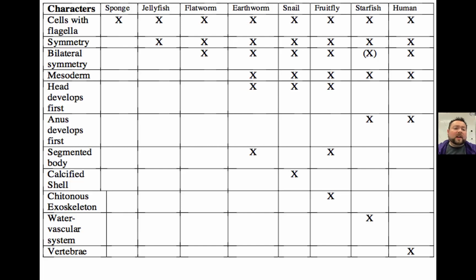And so what we have here is a list of characters. So we have 8 different organisms and multiple characters that we are looking at. Each X here indicates that that organism has that particular character. Looking at this particular set of organisms, the outgroup, the organism that we're essentially comparing to that is the most different from everybody else, is the sponge, since it only has a single character that it has in common with everybody else.